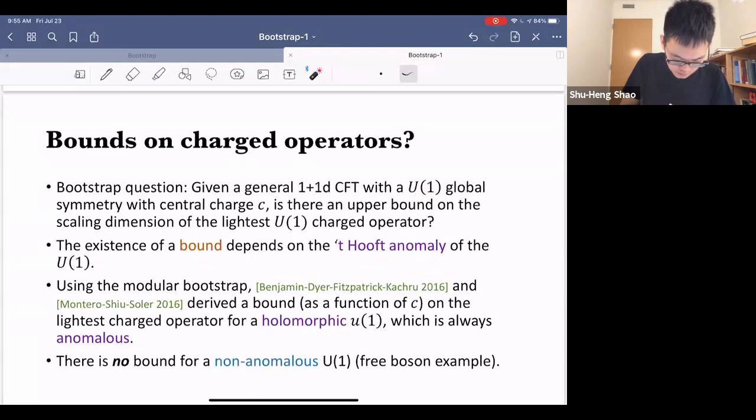So in the literature, using the modular Bootstrap, these 2 groups of people derived a bound as a function of c on the lightest charged operator for a holomorphic U(1). For their purpose, they didn't have to distinguish an R symmetry or a U(1) symmetry. But the point is that if you have a holomorphic U(1), it's always anomalous. And that was actually the reason they could derive the bound. On the contrary, there's no bound for a non-anomalous U(1).